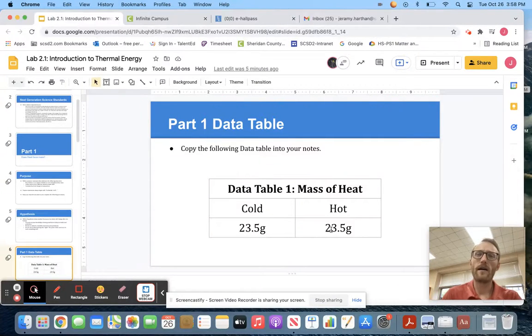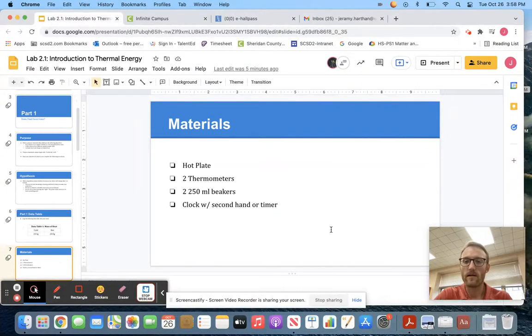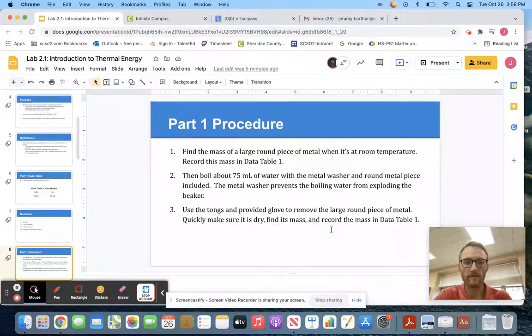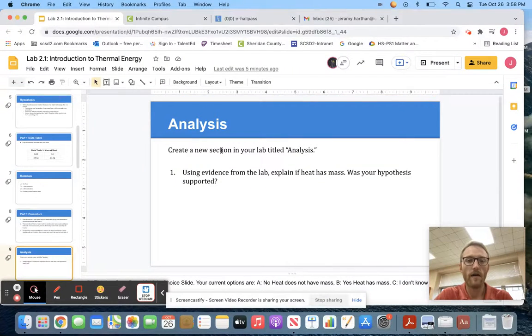So energy in itself isn't a thing. It's a way of describing what's happening to our materials. Okay, so it doesn't have mass. So our answer to our analysis question should be no. Heat does not have mass. What is our evidence? Our evidence is that the metal had the same mass before and after we heated it up, right?